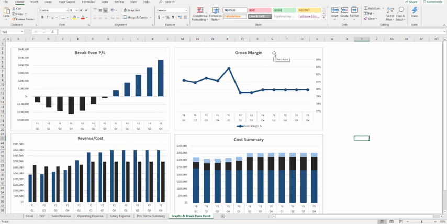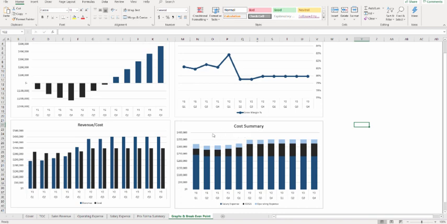The gross margin chart is showing the gross margin percentages quarter over quarter, year over year. We see that in quarter two of year two, our margin dropped. This could be due to revenues dropping, or it could be gross cost of goods sold increase.